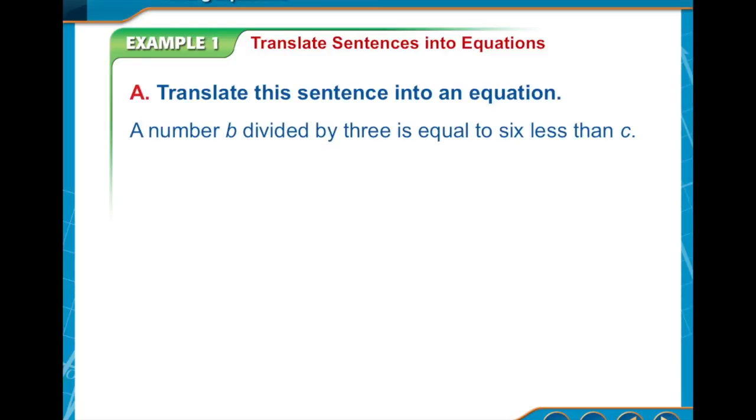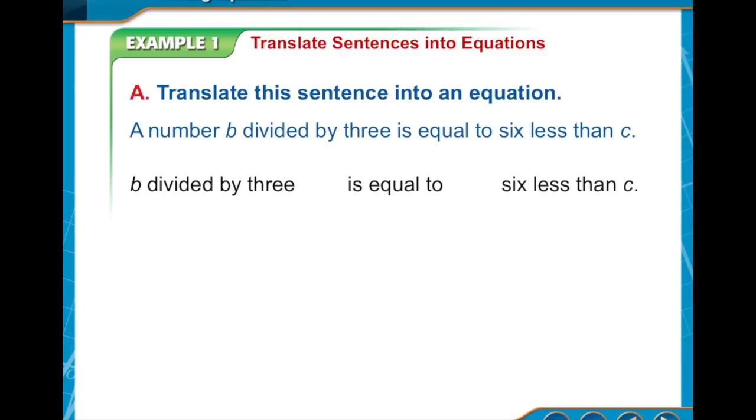So our first example asks us to translate this sentence into an equation. So what you need to write is the sentence here for your notes. So we know a number b, that's our variable, divided, that's our operation, by 3 is, that tells us the equal sign, is equal to 6 less than c. So less than is going to imply subtraction. C is another variable, 6 is just a number. So if we break all that down, that sentence gives us an equation.